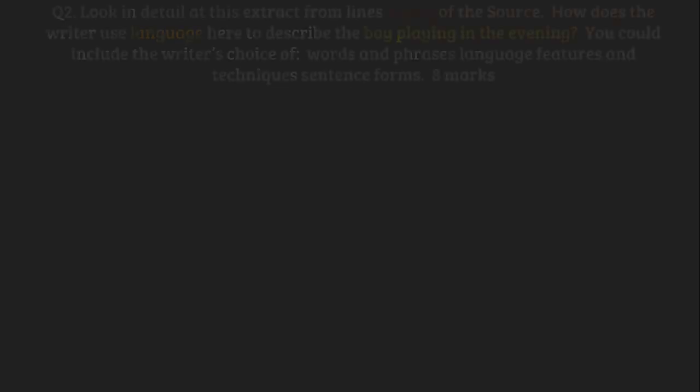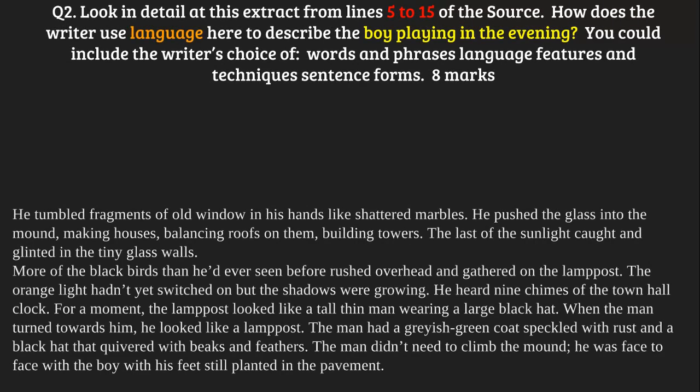So now we move on to question 2, which says, look in detail at this extract from lines 5 to 15 of the source. How does the writer use language here to describe the boy playing in the evening? You could include the writer's choice of words and phrases, language features and techniques, and sentence forms. Now, the one thing before we look at the question in more detail is that sentence forms falls under language in this exam, not structure. Okay, so again, 8 marks.